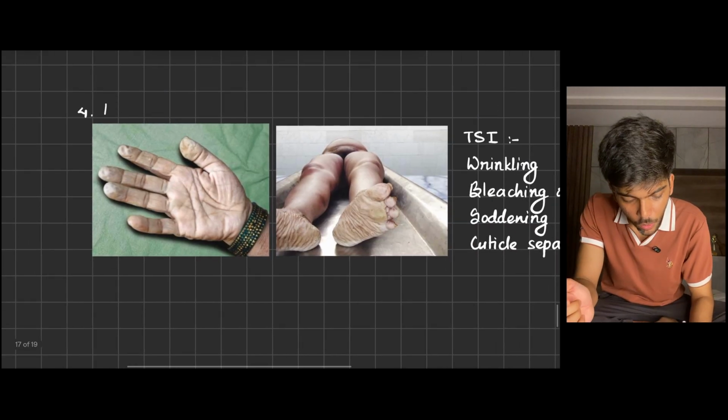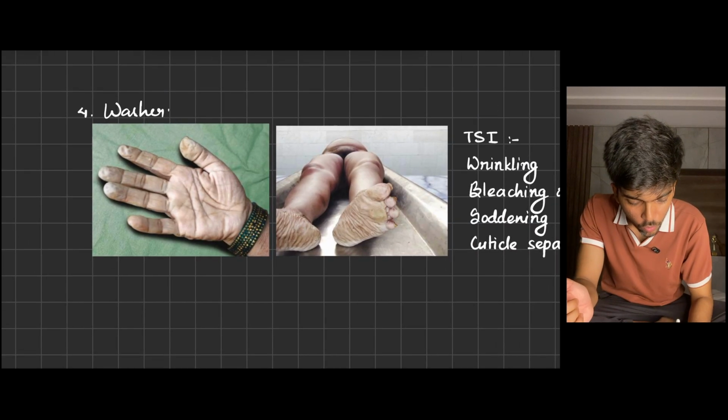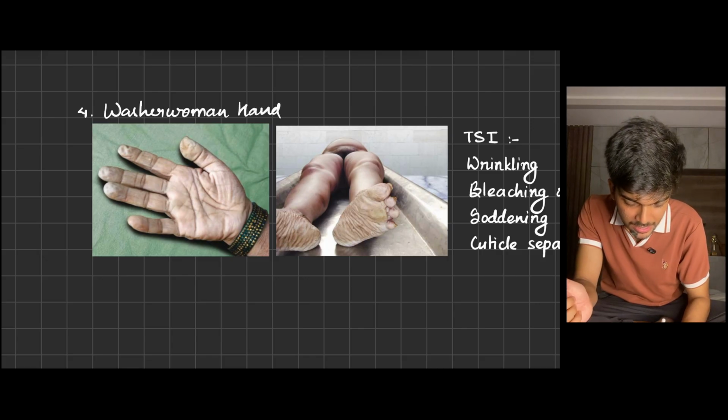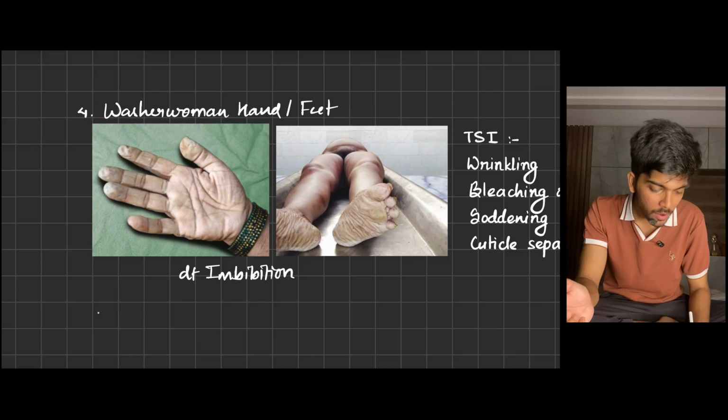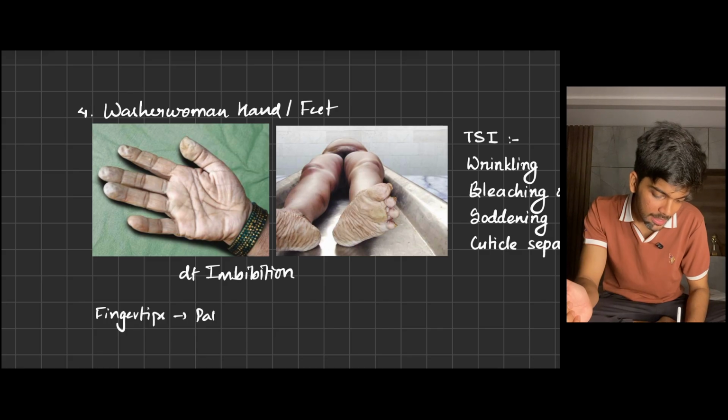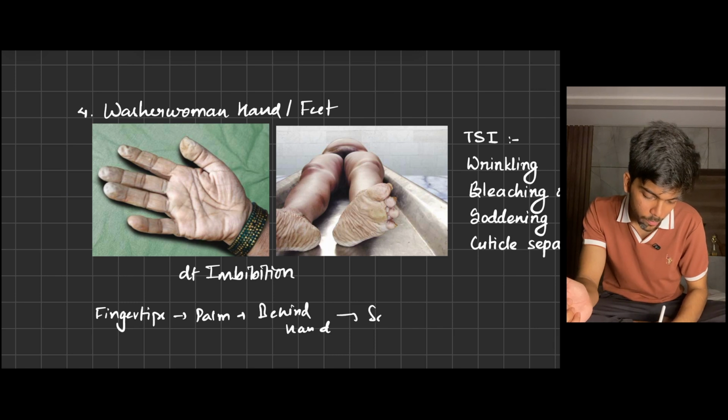This is washerwoman hand/feet, seen due to imbibition. Okay, first it is seen in fingertips, then it is seen in palm, then it is seen behind the hand, and then finally in the sole.